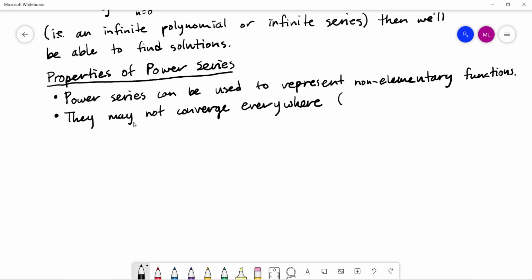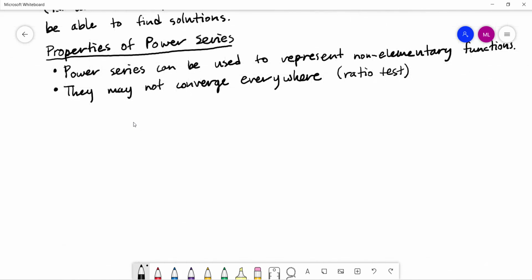And one of the most useful ways that we tested for convergence, there were a bunch of tests, but for power series in particular, the ratio test was one of the main tools that we used. I'm not going to quiz you on that here, but if you want a refresher on that, go back and look at the ratio test for power series. And one other thing that's important is we can apply all the normal mathematical operations to them. So you can add power series, you can multiply power series, you can integrate them, you can differentiate them.